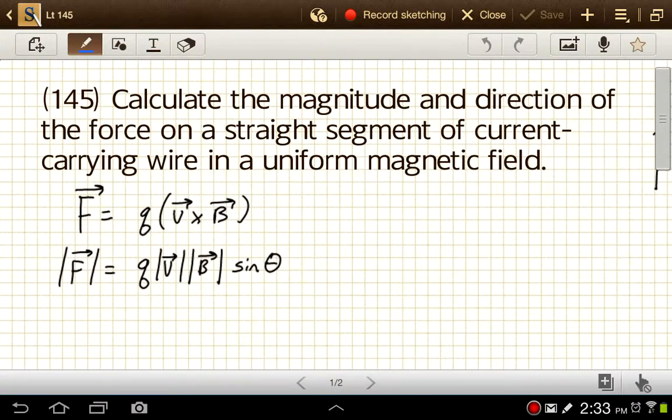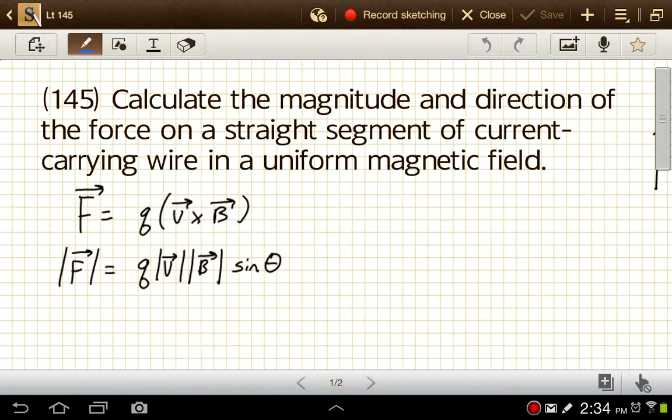We know that a charge that's moving through an area of space that has a magnetic field experiences a force that's caused by that magnetic field. The direction on that, of course, is perpendicular to the velocity vector and to the magnetic field vector.